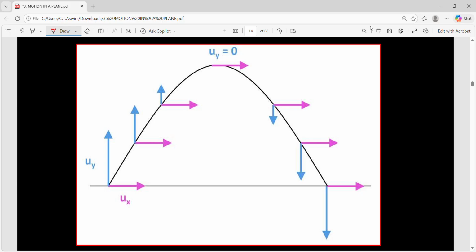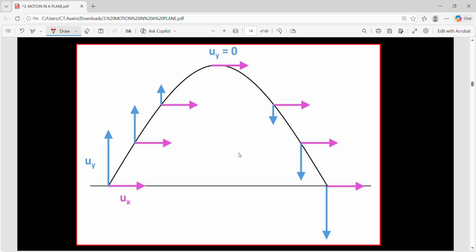There is a figure on the board. Everyone observe it carefully and I want you to observe the length of the arrows as well. Pink color arrows, blue color arrows. Just see the length of the arrows and also the directions.